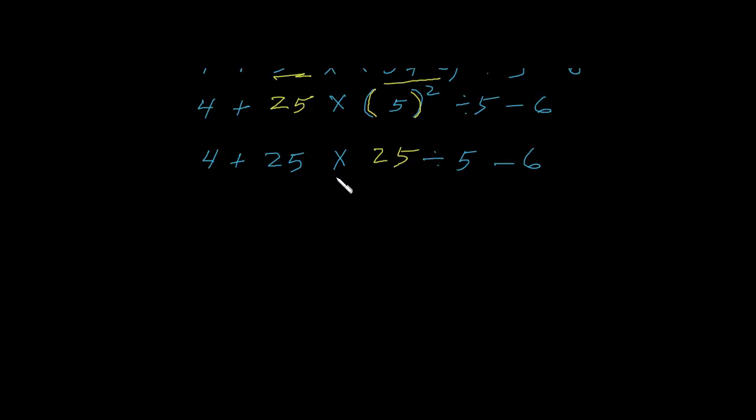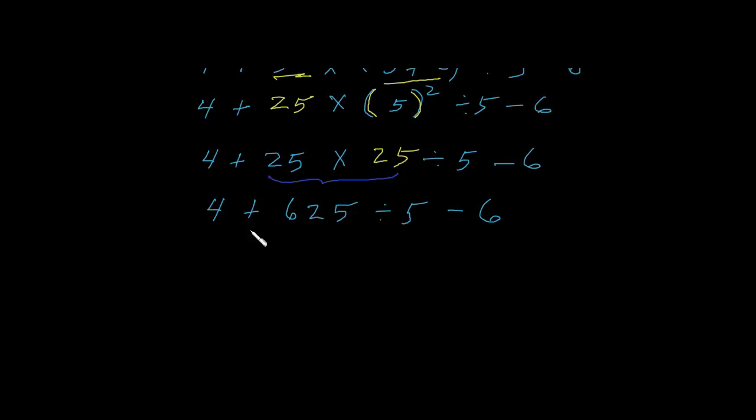And again, we're using this as a multiplication symbol. Later in algebra, we will avoid this x, of course. But we're going to go ahead and take care of this multiplication first because it's the first one that we encounter. 4 plus 25 times 25 is 625, I believe. 625 divided by 5 minus 6.